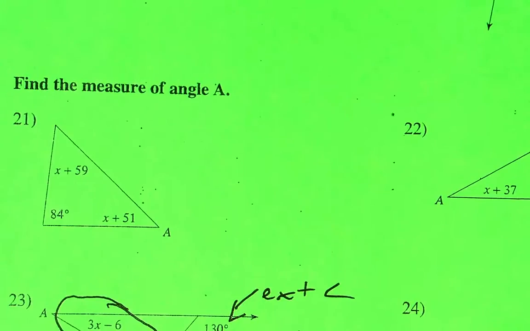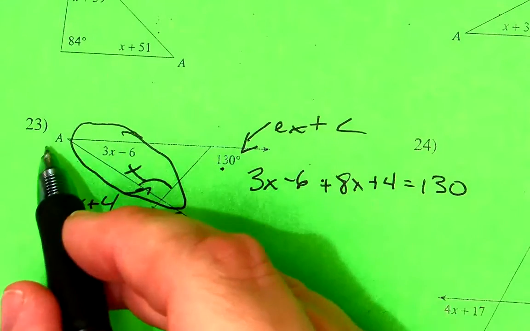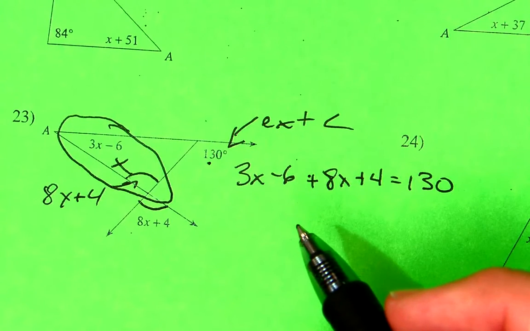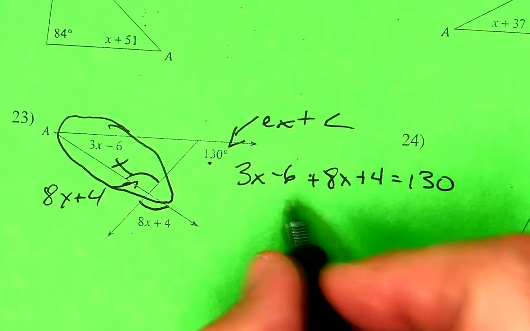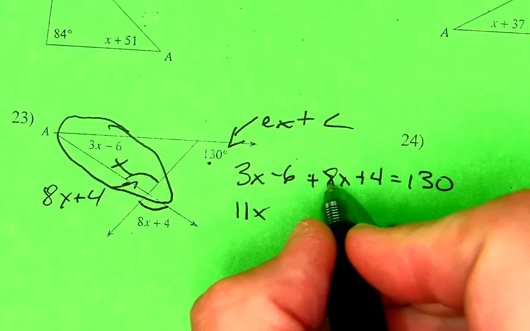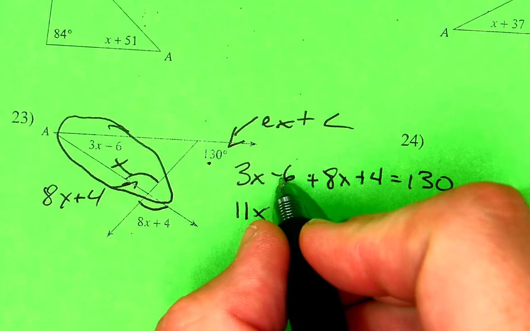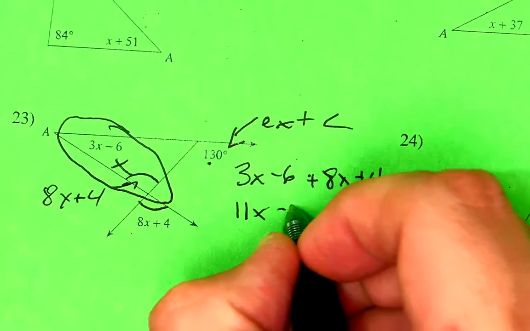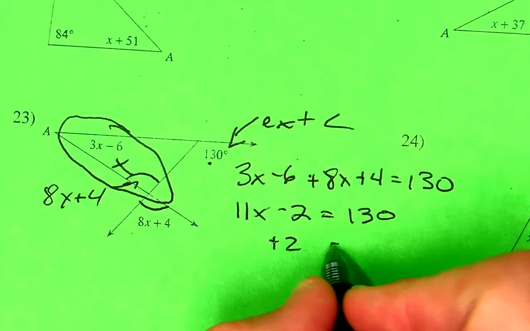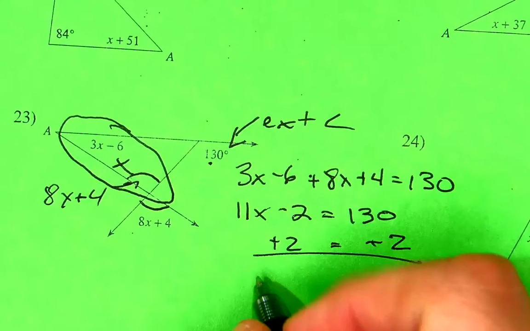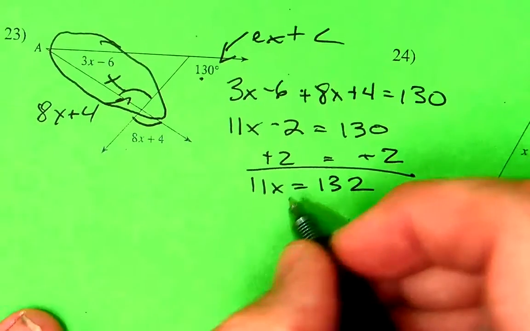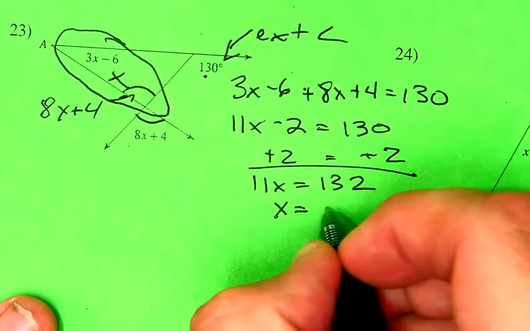And since the directions say find the measure of angle A, I need x in order to find the measure of angle A. So if I do this by hand, I get 11x, because I add my x's: 3x plus 8x is 11x. Then I have negative 6 plus 4, that's a negative 2, is equal to 130. Add 2, and I get 11x is equal to 132. And I know this is going to be x is equal to 12.